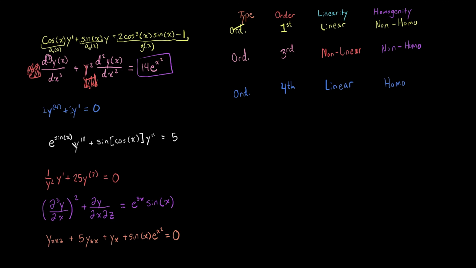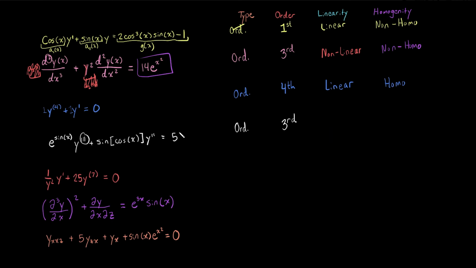We go over the next one. We have e to the sine of x times y triple prime plus sine of cosine of x times y double prime is equal to 5. Now, what type is this? Well, this is an ordinary again. So many ordinaries. We have an ordinary differential equation because we don't include any partials in here. Now, what order is this? Well, if we take a look at the highest derivative right here, it is the third derivative. So this is a third order differential equation.